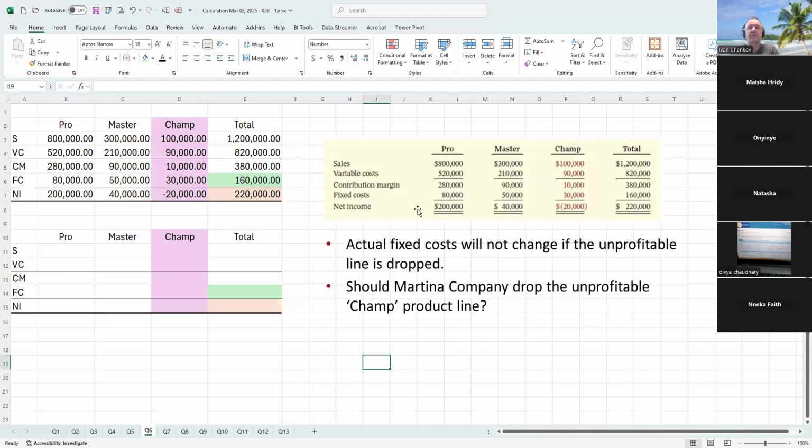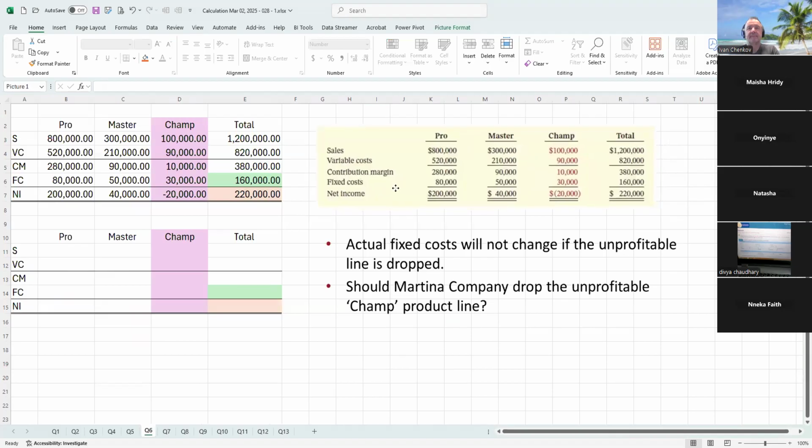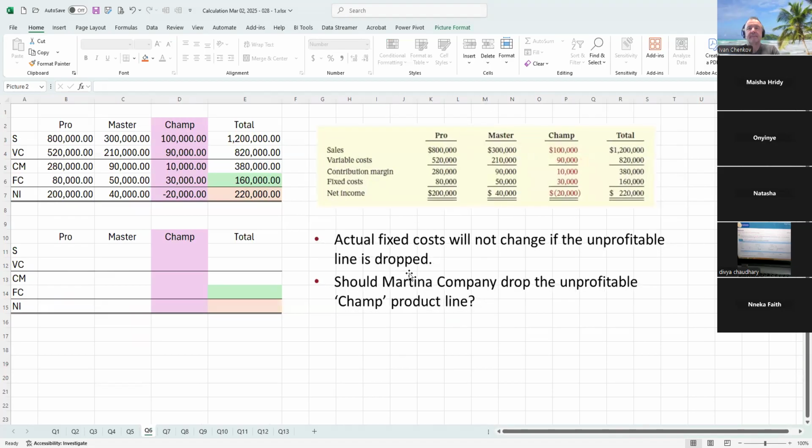Can you guys see it? Can you guys see my screen? Yes. So we have all this information.